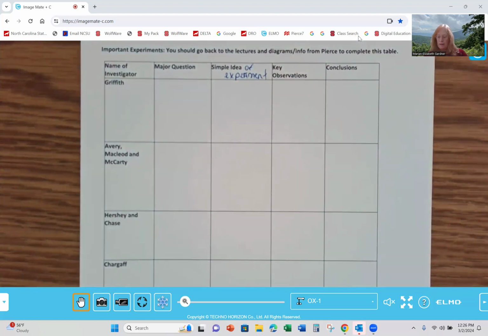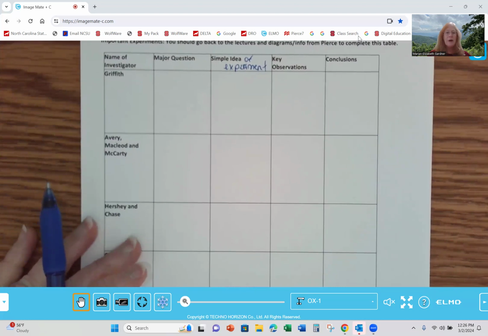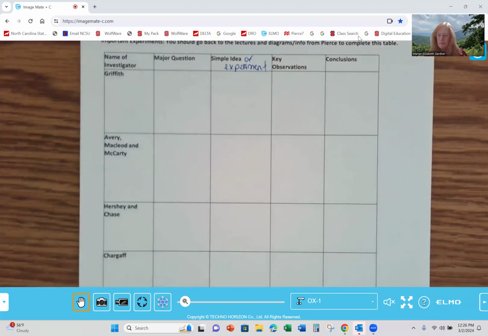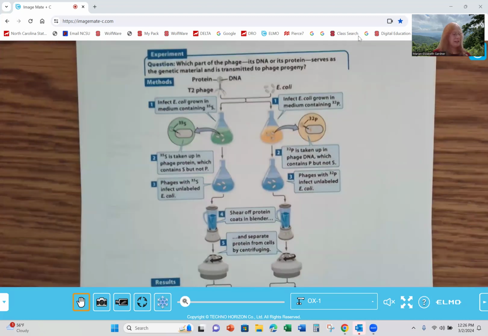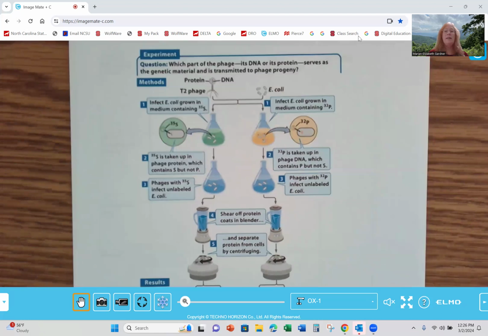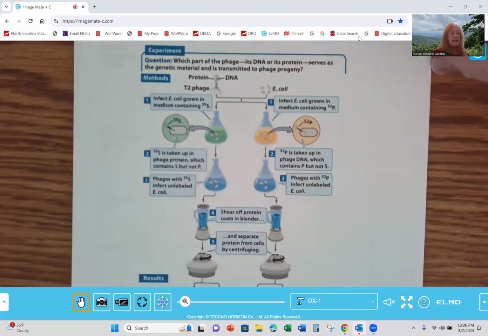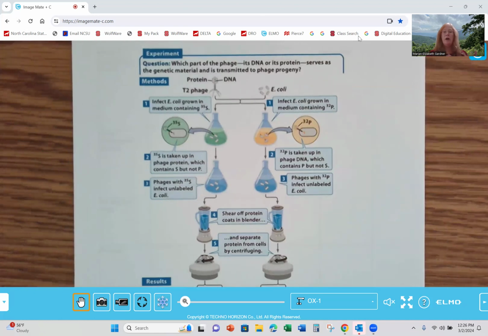I'm not going to do all of these. They are all answered for you in the key anyway, and you certainly have them in the notes, but I wanted to look at Hershey and Chase. It just happens to be one of my favorites, and it's one that we covered this time. So Hershey and Chase were trying to figure out what was the infectious agent in a bacteriophage. Now, a bacteriophage is pretty simple. Protein coat, nucleic acid. So we've got the DNA hidden inside the protein.